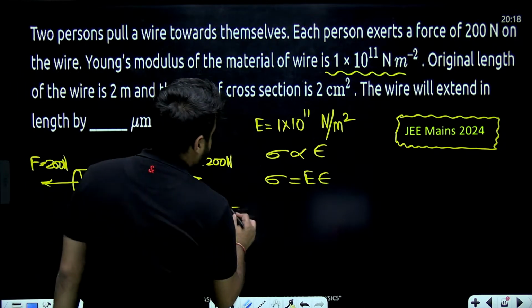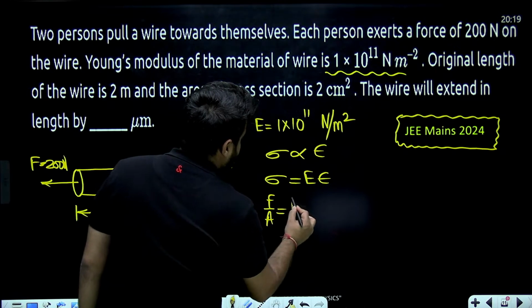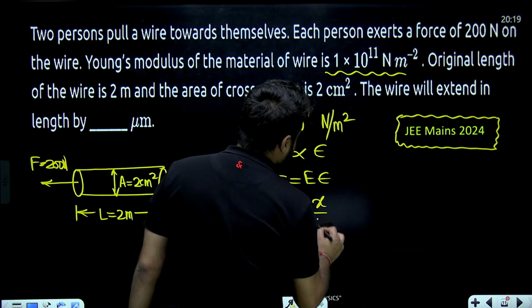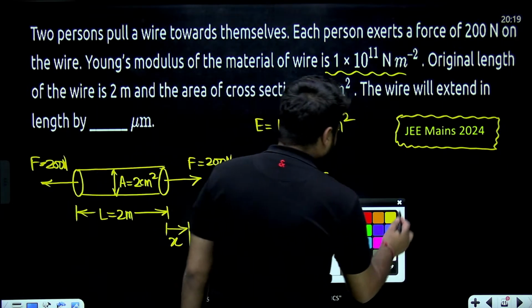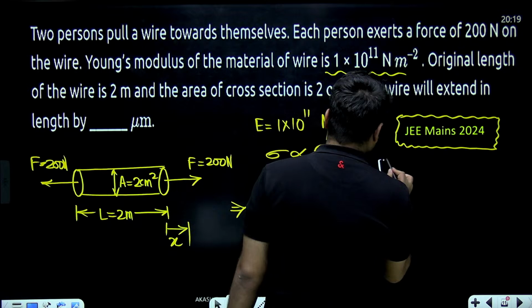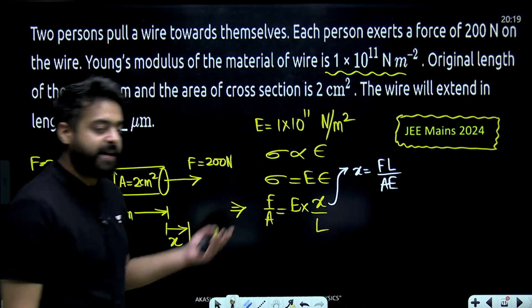Can you tell me what is stress? Sir, force by area. Young's modulus. What is strain? Sir, the deformation divided by its original length. What are they asking? This x value. So x value is what? Sir, FL by AE. That's it, FL by AE.